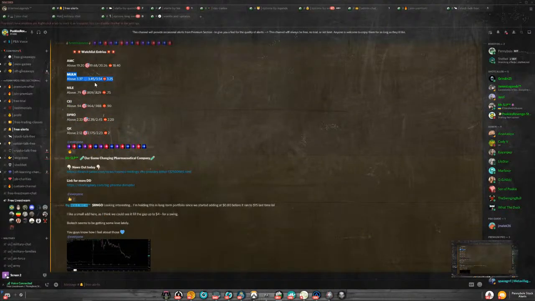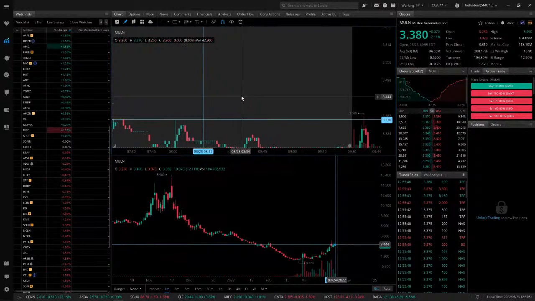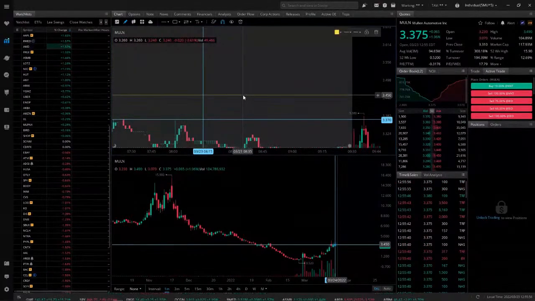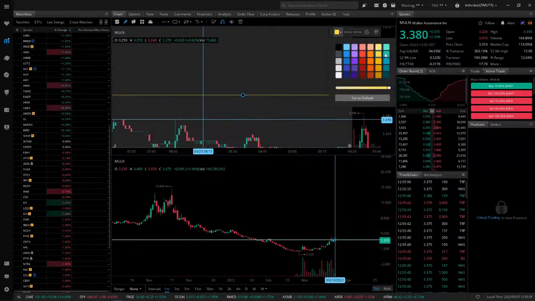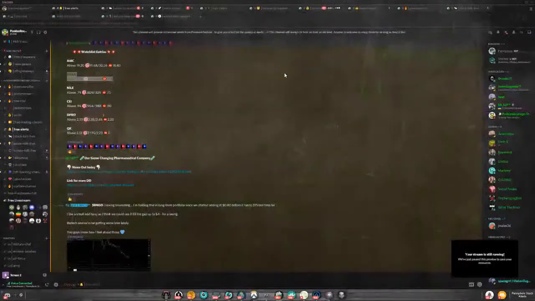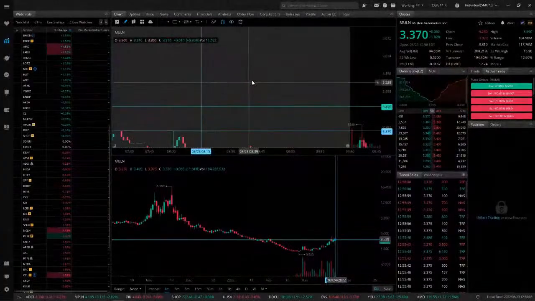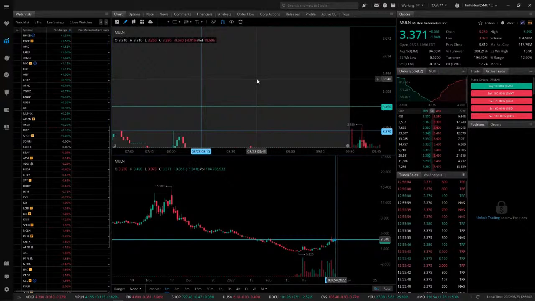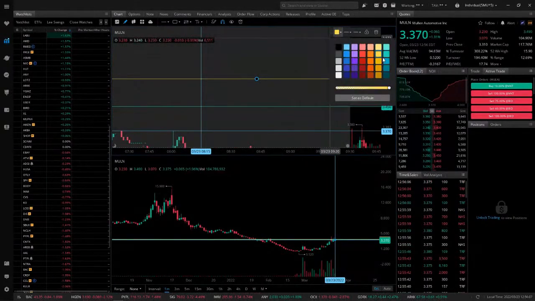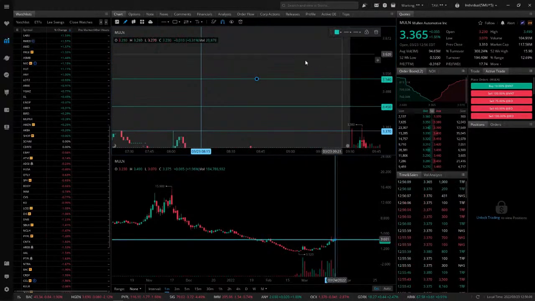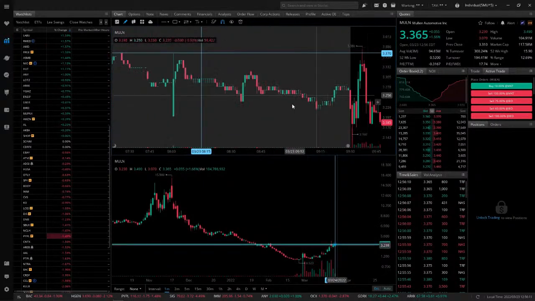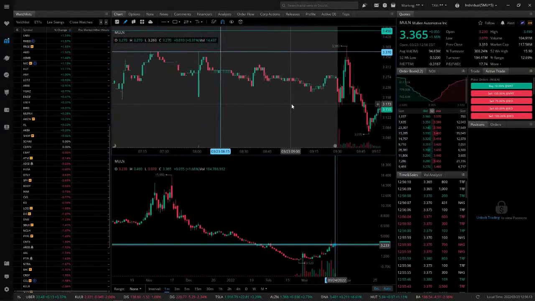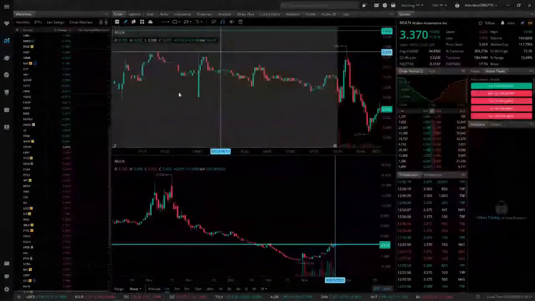First target here is 345 and then 354. So let me just draw those out. You can see that they're very small targets because we're just trying to catch a small piece of that action. And what was the other one? 354. Okay. So there's a second target in case it keeps running. A lot of times they do, but that's never a guarantee. Okay. And then the stop, right? 325 is the recommended stop.